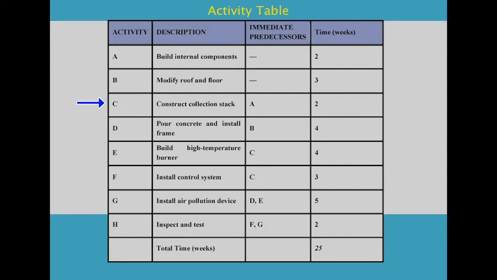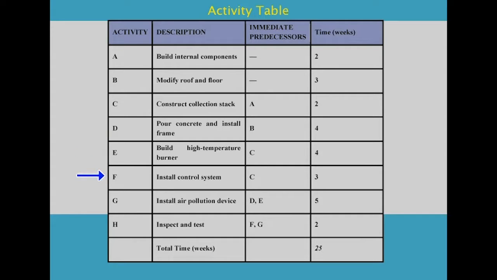Next is C. Activity C is to construct collection stack, and for it the immediate predecessor is A and the time is 2 weeks. Next is D, to pour concrete and install frame. The activity before it is B and time given is 4 weeks. Next is E, to build high temperature burner. Previous activity is C and the time given is 4 weeks.